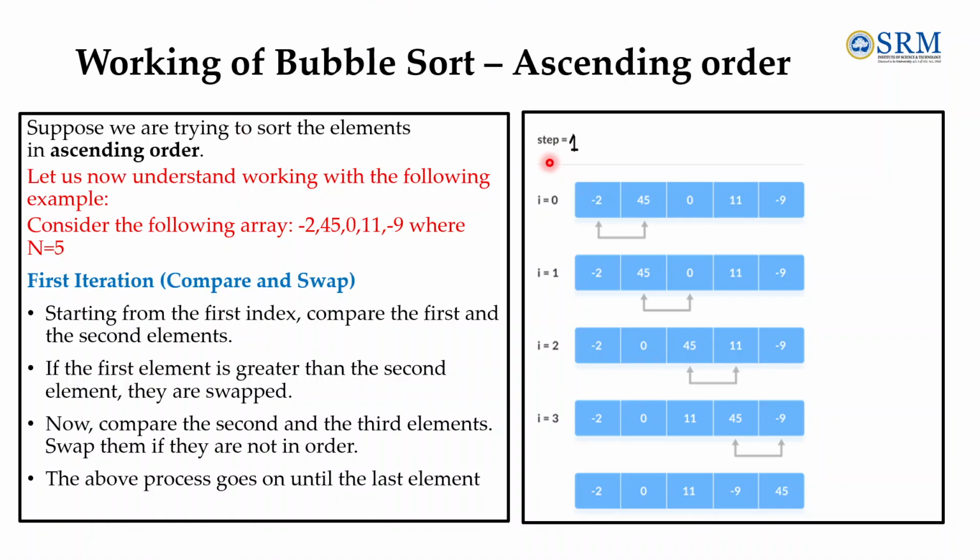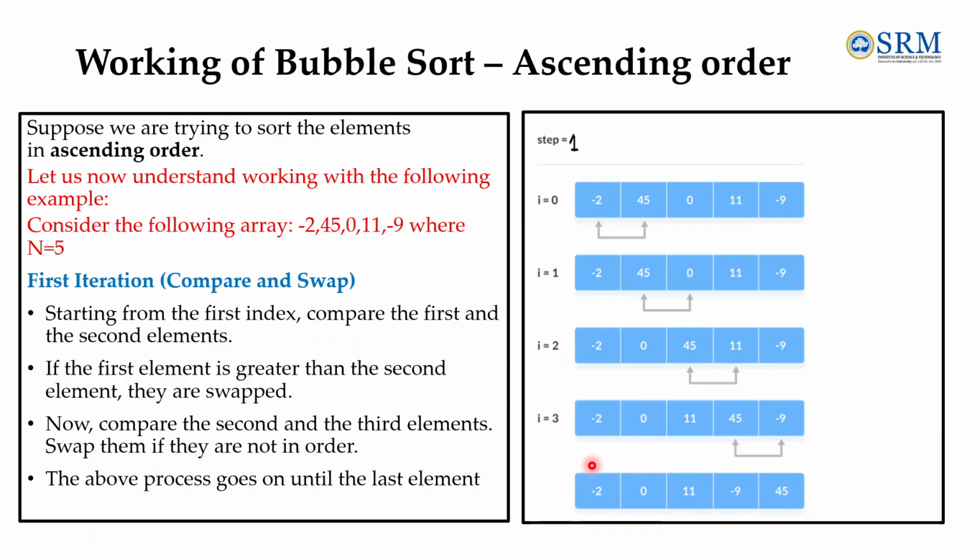So now in the first iteration, we will compare the two adjacent elements, minus 2 and 45. The smaller number should always be on the left-hand side and the larger number on the right-hand side. So it is already in the right position. Then 45 and 0, so I'll swap them, 0 and 45. And 45 and 11, so I'll swap them, 11 and 45. 45 and minus 9, so I'll swap them. So at the end of this iteration, 45 has come to the last position.